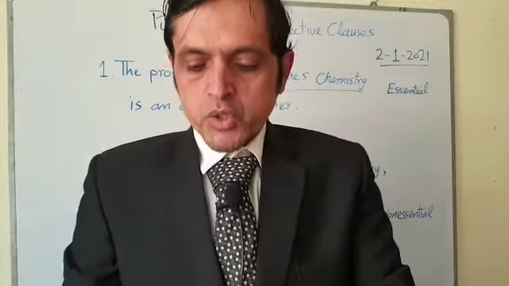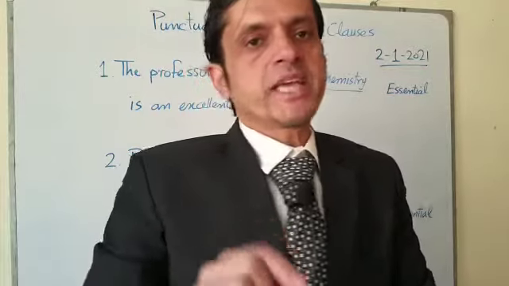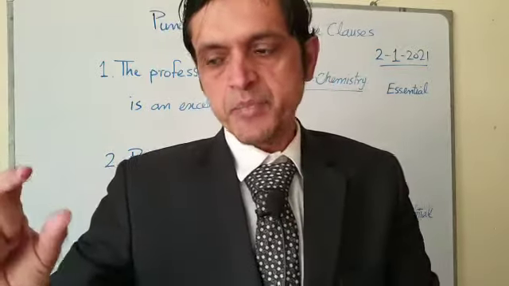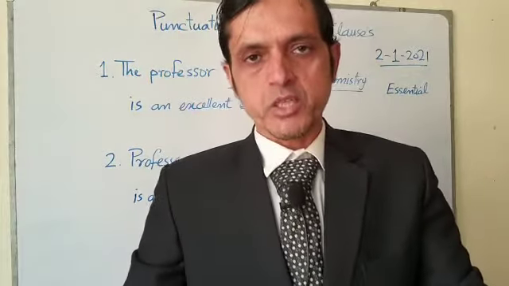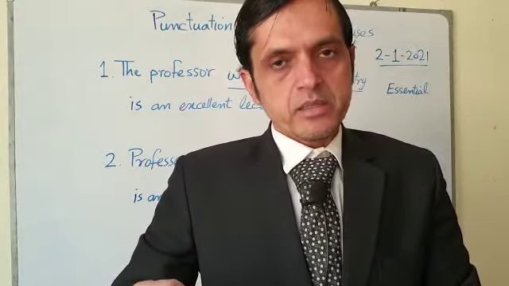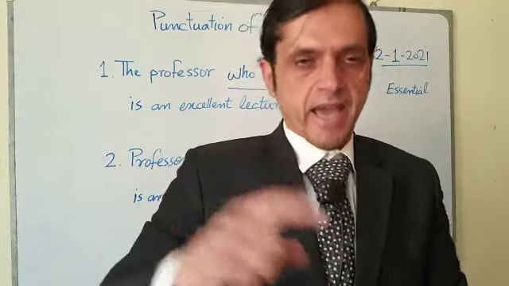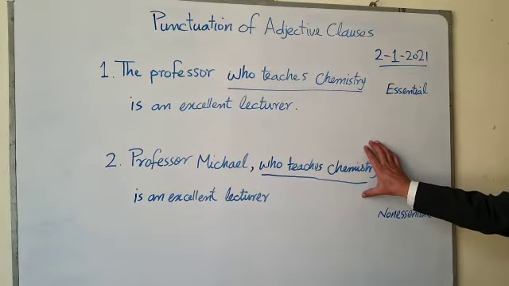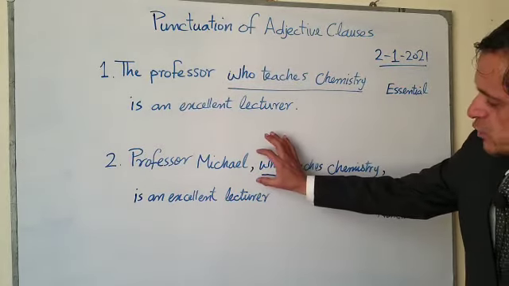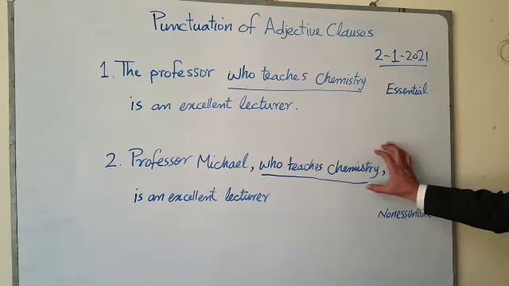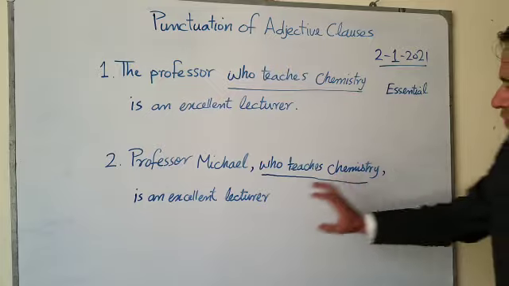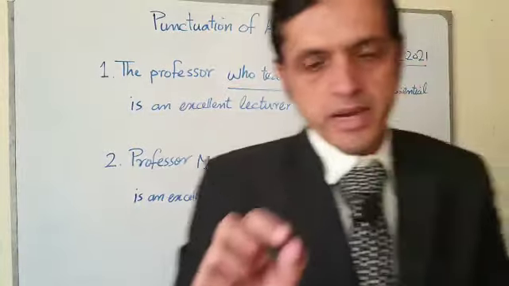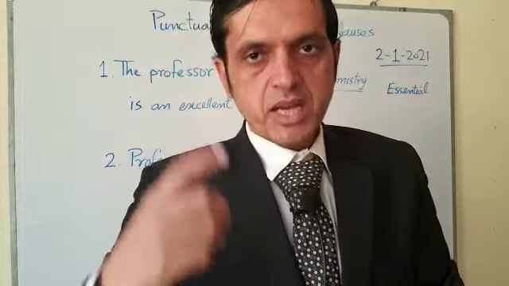Another important point which I told you in the beginning is how to know a comma in speaking. When you are talking and you take a pause, that pause reflects a comma. For example, if I am talking in this way, Professor Michael, who teaches chemistry, is an excellent lecturer. I took a little pause after Professor Michael, and then another little pause after who teaches chemistry. So a pause in speaking reflects a comma.